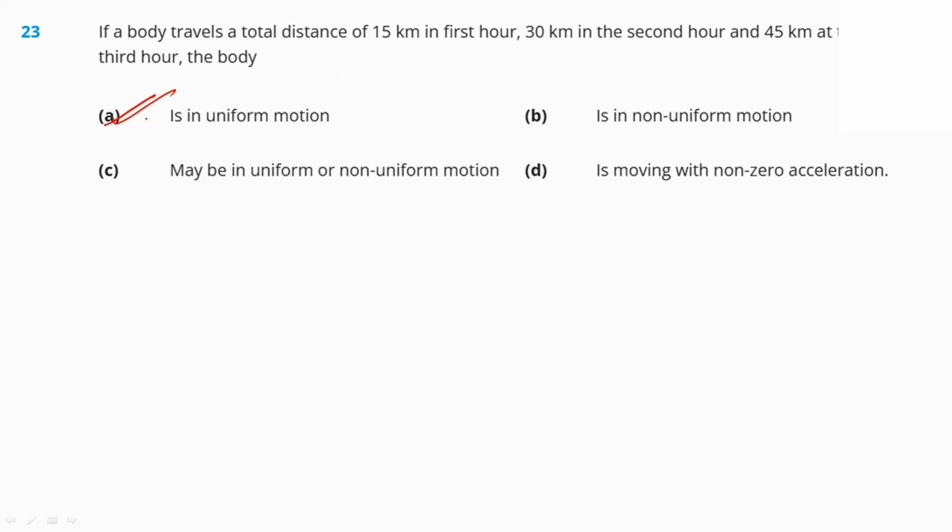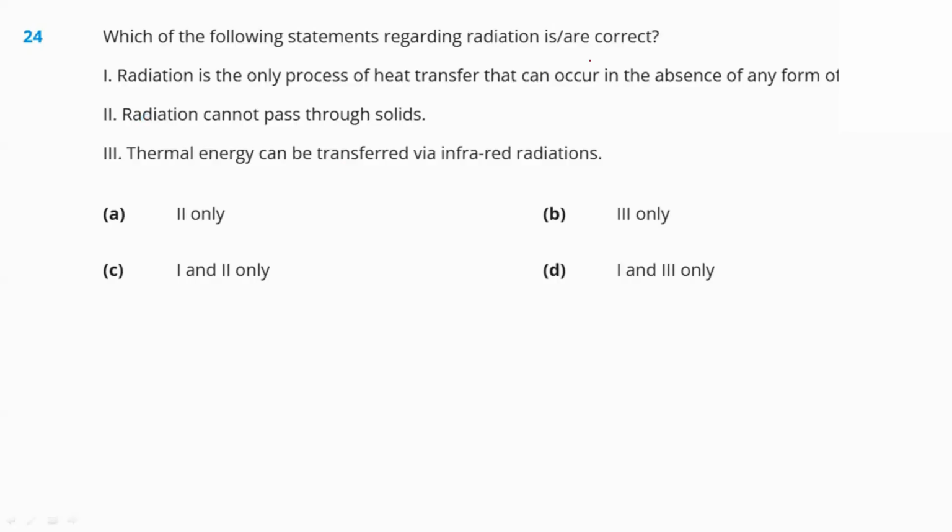Okay. Next. Which of the following statements regarding radiation is correct? Radiation is the only process of heat transfer that can take place in the absence of any form of medium. This is correct. Radiation cannot pass through solids. This is incorrect. And thermal energy can be transferred by infrared radiation. This is correct. So option D, that is 1 and 3 only, are the correct statements. So D is our right answer.